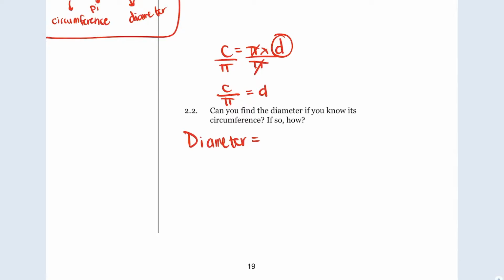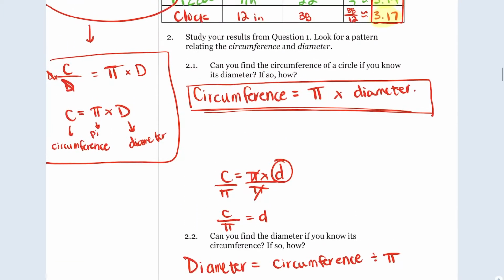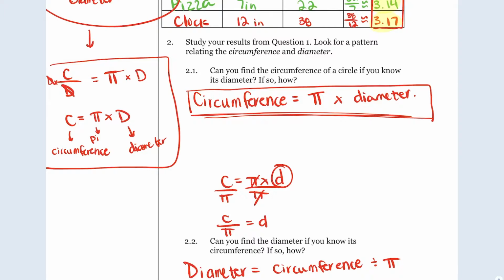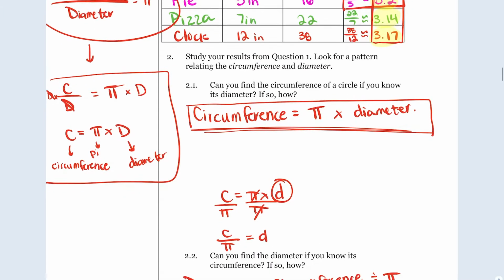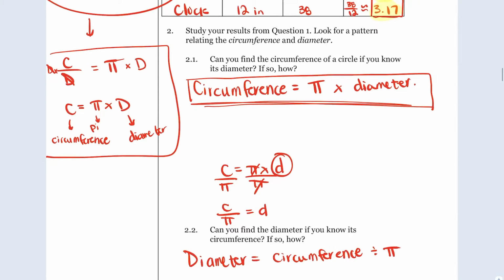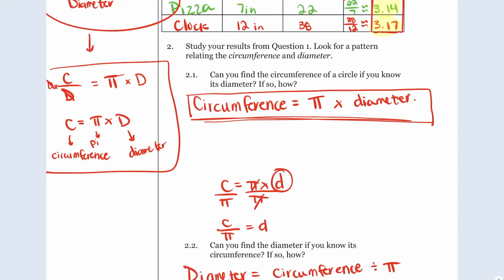So let's write that in words. To find the diameter, if you know the circumference, you take the circumference and you divide it by pi. And there we go. So, technically, I guess we have three different formulas here. I do want to highlight one more thing about circumference. This time I'm working in purple.